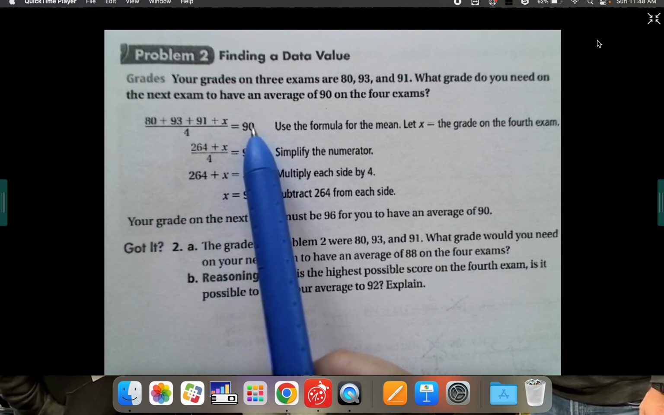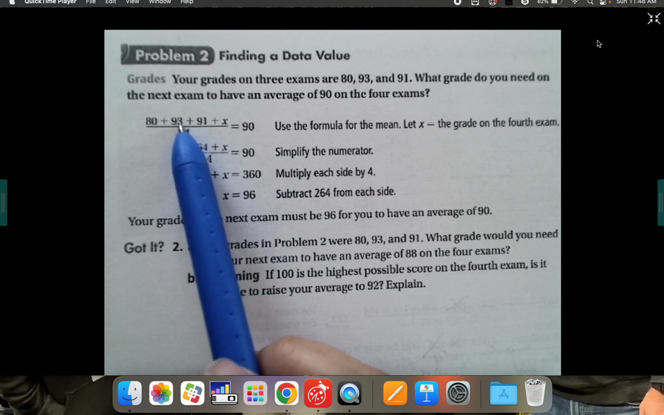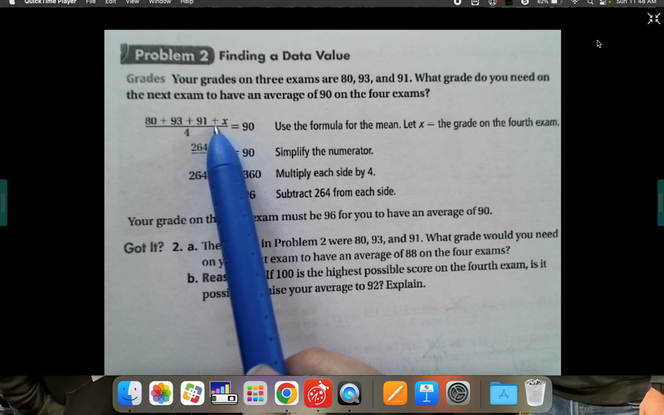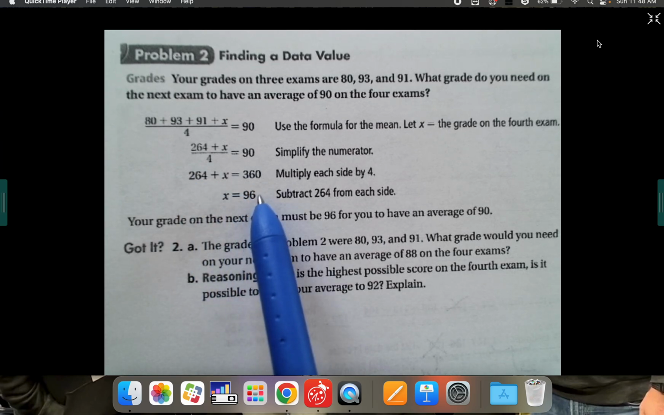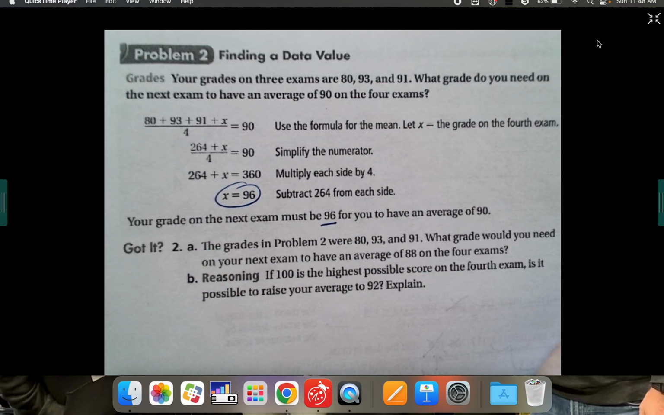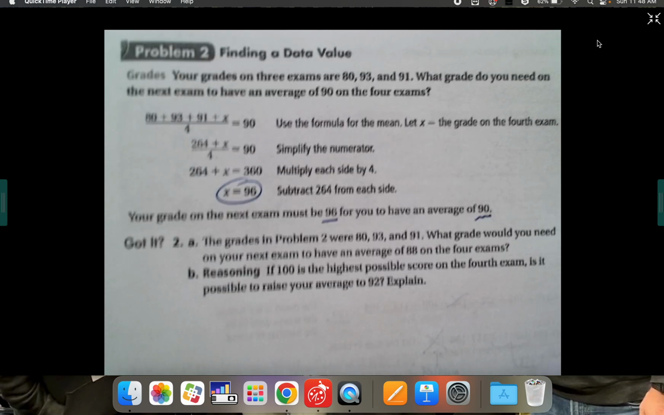So we would multiply 4 on both sides. That gets you 360. Go ahead and combine all your like terms, which is 80, 93, and 91. That gets you 264, but you've still got your plus X here. And then last up, subtract 264 from both sides. X would equal 96. So you would need to get a 96 on your 4th test for you to have an average of a 90 in the class.